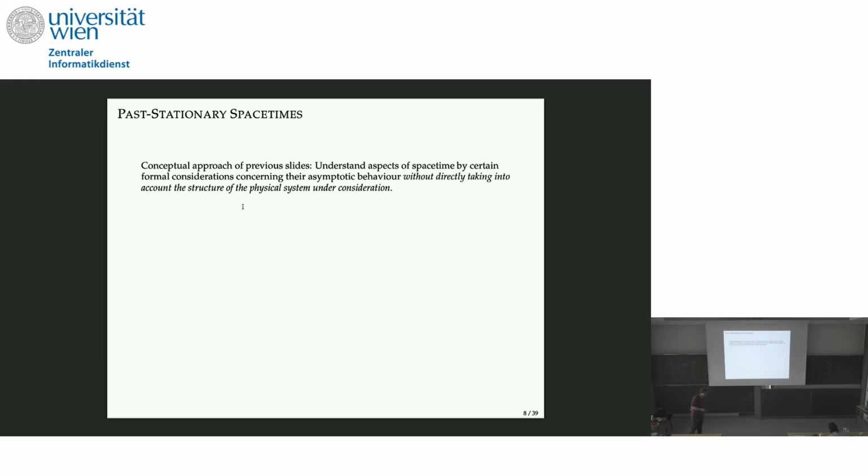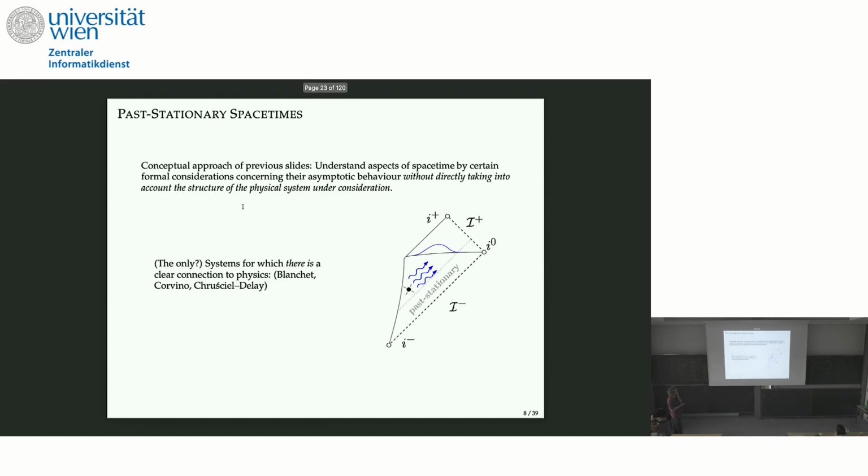And of course, for both of these proposals, the conceptual approach is that you posit what the asymptotics of some spacetime should look like without directly taking into account what kind of physics might be described by that. And there is basically one exception of physical systems for which there is a clear connection of these models to physics.